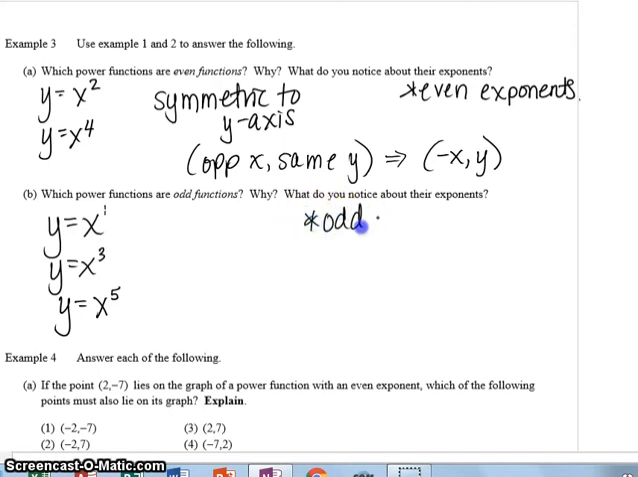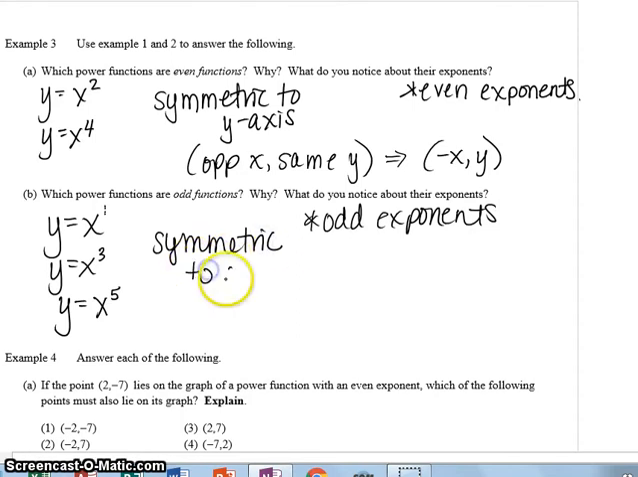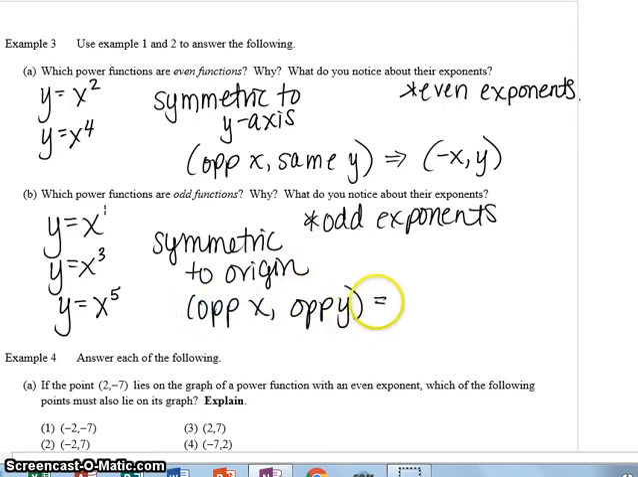They're all the odd exponents. But why are they going to be odd functions? Because they are symmetric to the origin. And if something is symmetric to the origin, we say that it is an odd function. Both signs change. So it's opposite x and opposite y, which means you're going to negate your x and negate your y.